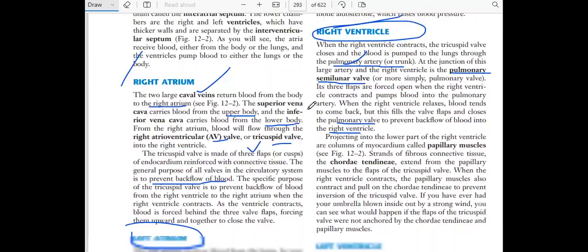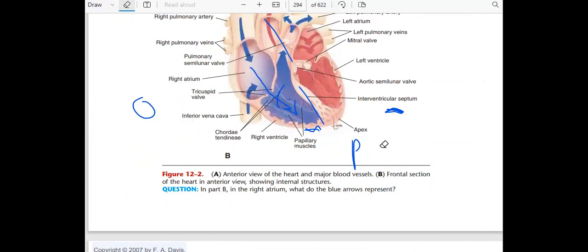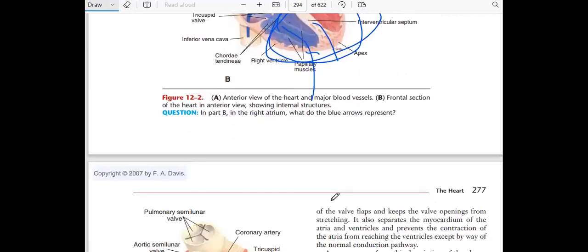So here you understood. But the second thing you have to remember is the function. The heart has two functions: one is contraction, one is relaxation. Here contraction will occur, the main contraction is here only. Whenever contraction occurs, what will happen? Blood will go forward.